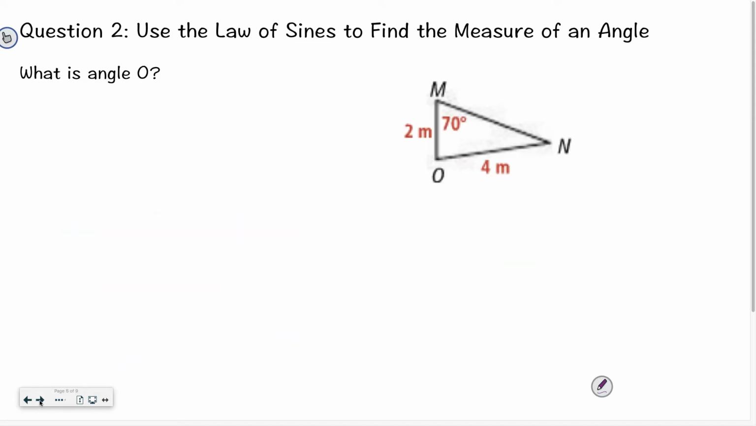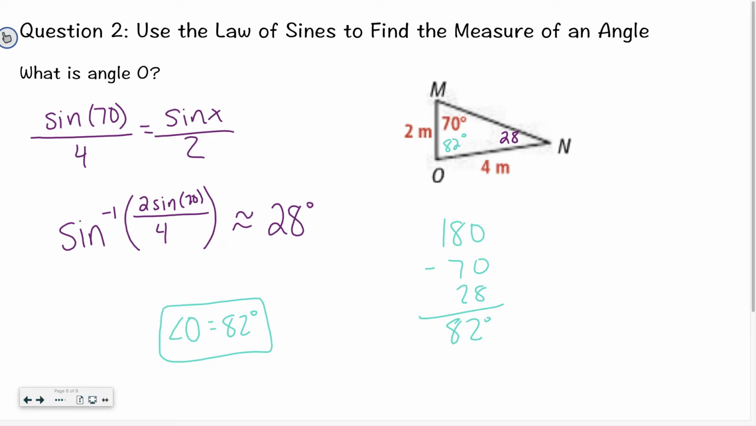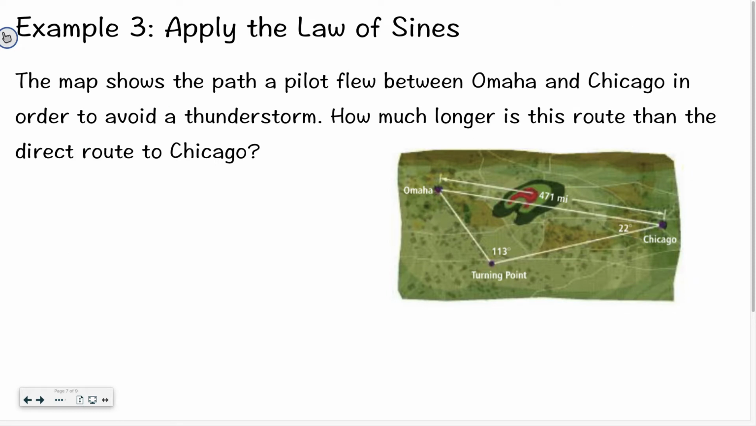Why don't you go ahead and solve for angle O? In this case, again, just like the last one, you'll have to solve for a different angle before you can get angle O. Good luck. All right, hopefully you solved for angle N first and you got 28 degrees, and then you solved for angle O and got 82 degrees. If you have questions at all, please be sure to reach out for some help.